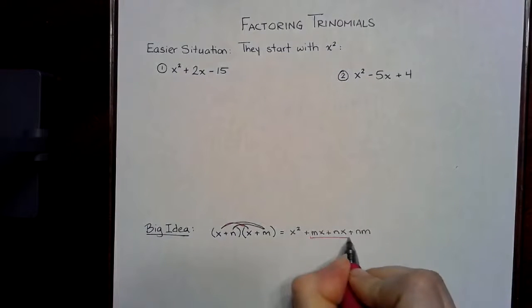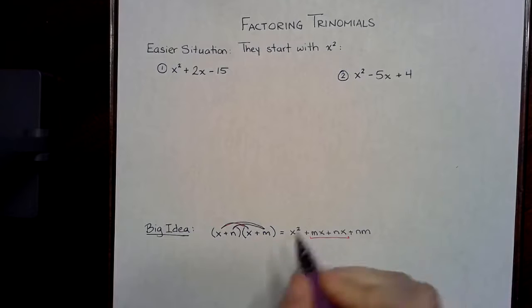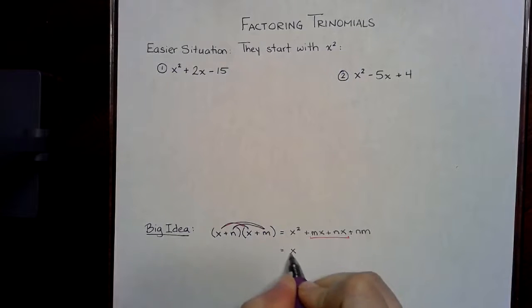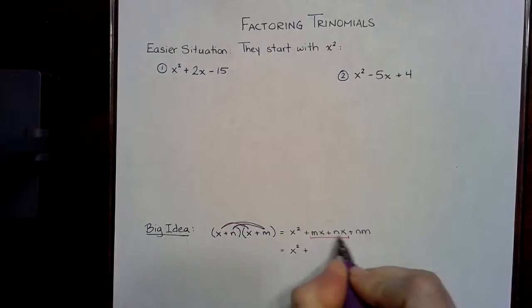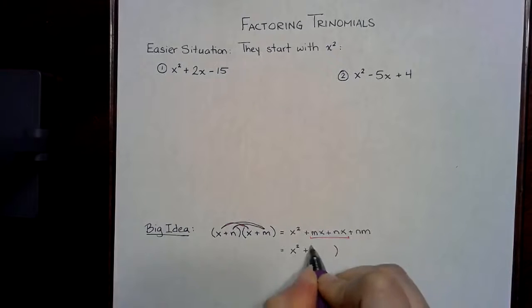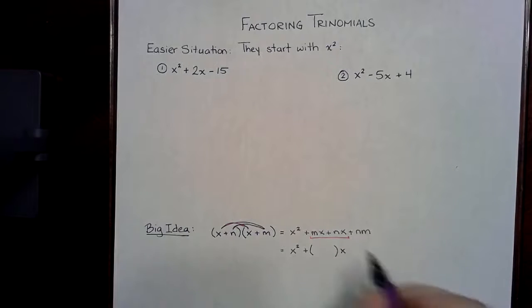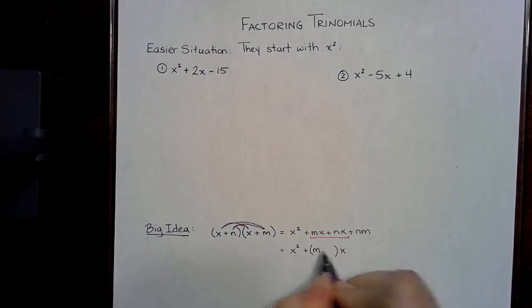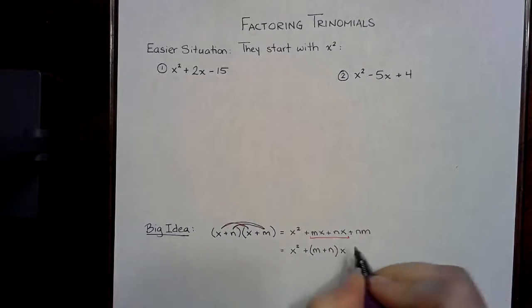Now, these middle terms are like terms, so we can combine them by factoring out the x, which is going to leave me with m in the first term and n in the second term. And I can copy the nm at the end.